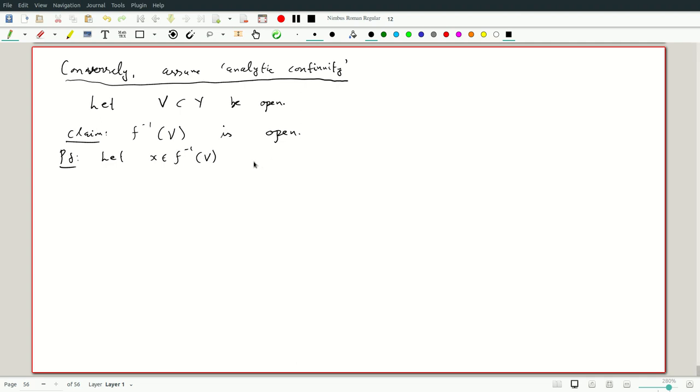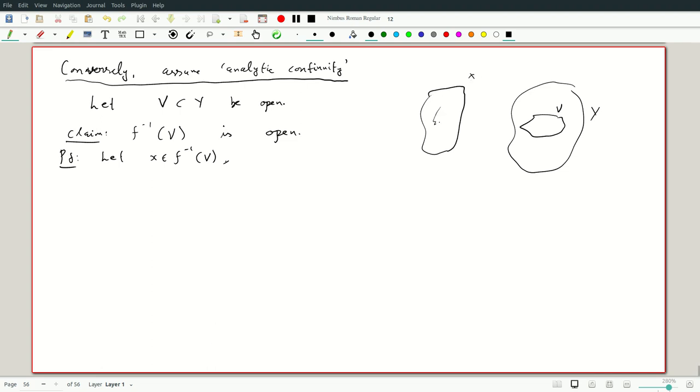Okay, so we know how we can define openness in terms of basis. So we'll find a basis vector. Here we have V contained in some bigger space Y, and we have X here, and the inverse image is a set which we want to control, and we have a point little x in this set. What we know is that it goes to f of x.